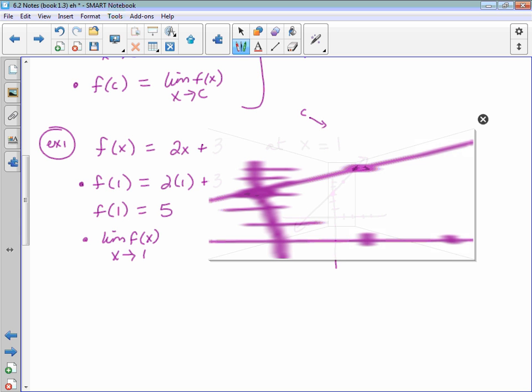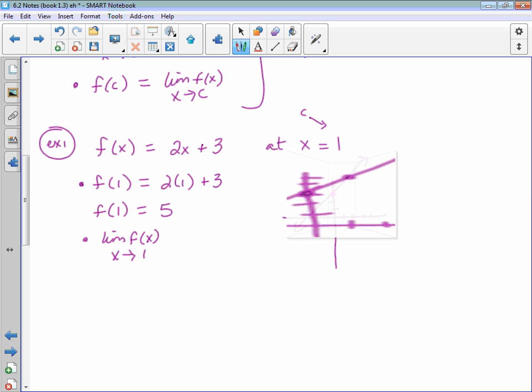Okay, got a little blurry. So as x approaches 1, when we squeeze in, what y value are we getting closer and closer to? 5. That's it. That's the limit. Okay? That's all you have to do. What y value is it getting close to? And guys, I'll show you some where the limit doesn't exist. But that's it. It's right there at 5.